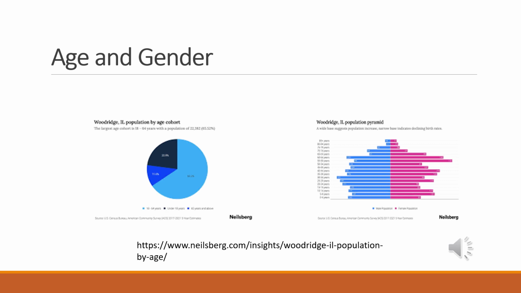This information was found searching the internet for age and gender for Woodridge, Illinois from Nielsberg.com. When making inferences, it is always helpful to have a comparison, such as Nielsberg did for Woodridge with age and gender. In this case, Woodridge is a young community as compared to the nation. Inferences would be that it needs to focus on the needs of a younger community, for example, through recreation and school.